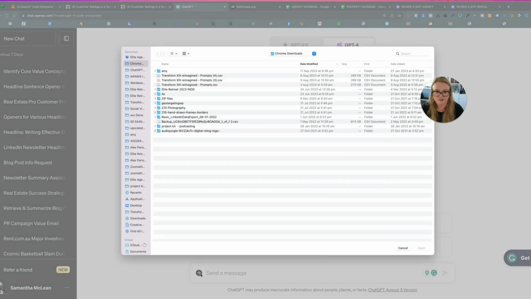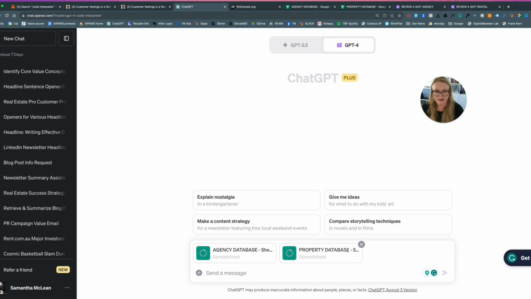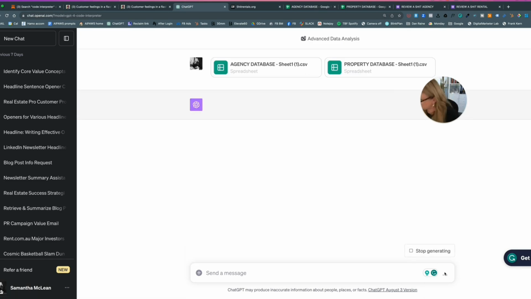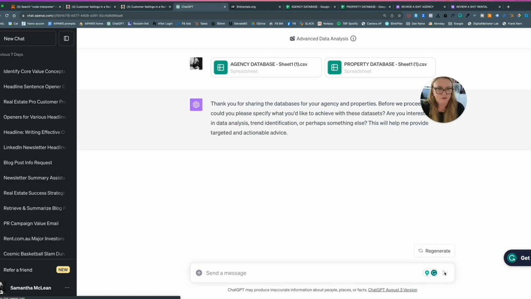So I'm just going to attach those files that I downloaded, the comma separated ones. And for the moment, I'm just going to let ChatGPT know that I've got this data. Thank you for sharing the databases for your agency and properties before we proceed. Okay, all right.